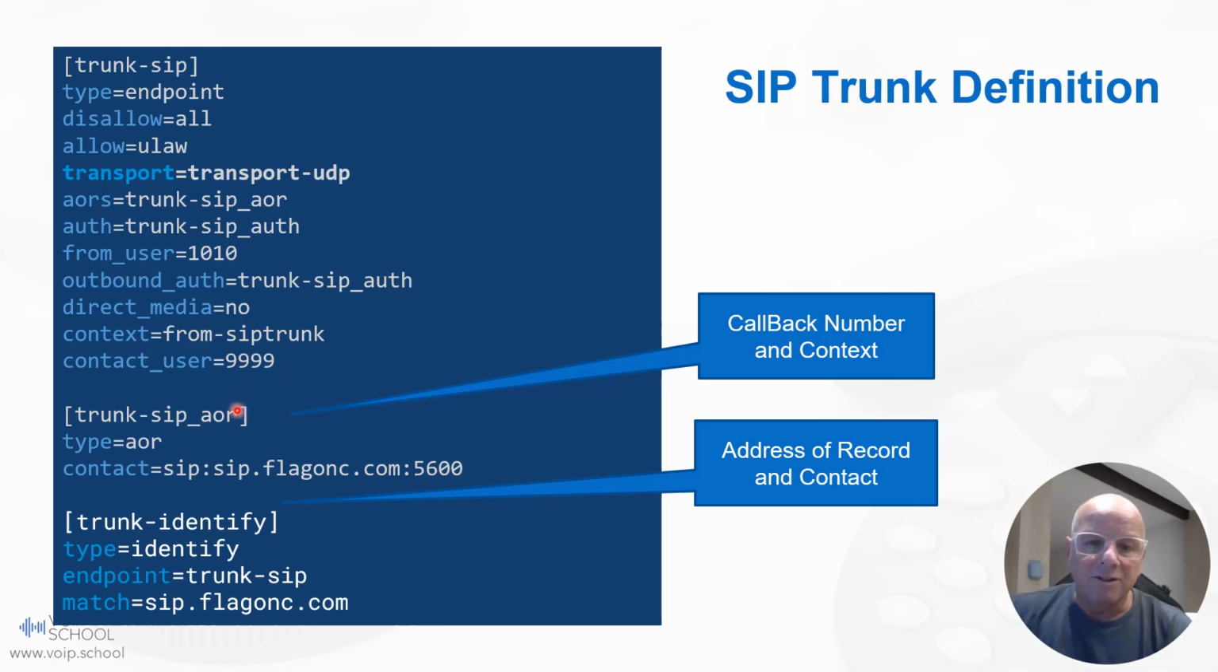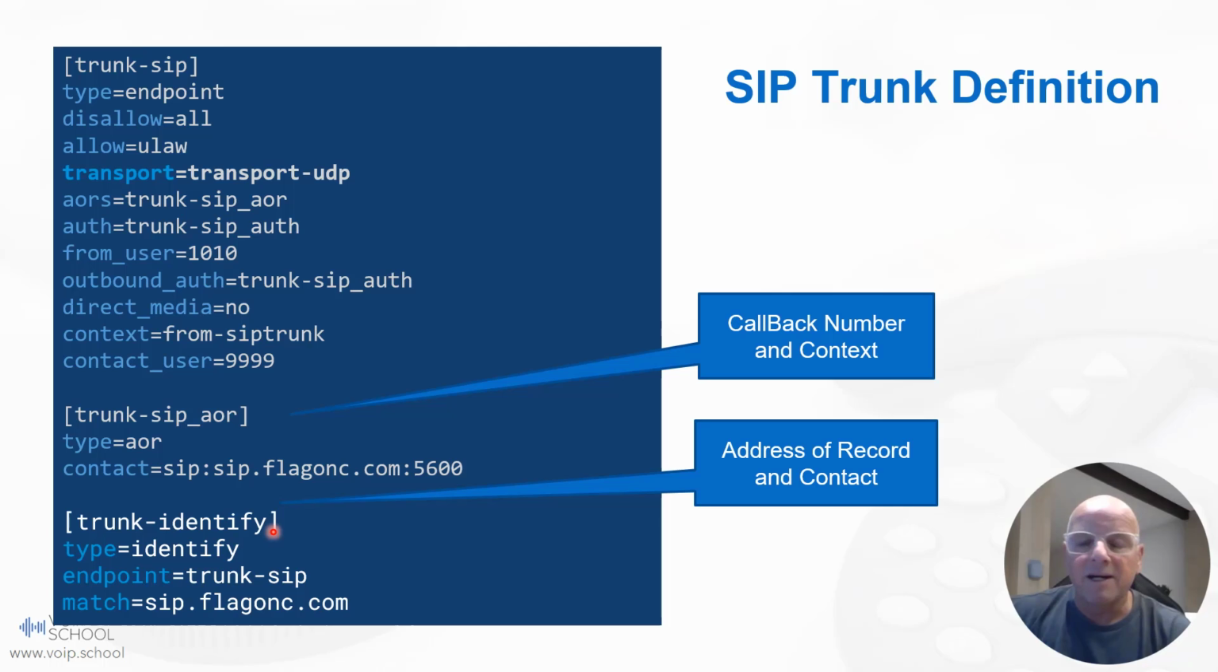Trunk SIP, the address of record. So the address of record here is actually the final destination of the call. SIP column sip.flaggonk.com 5600. Pay a lot of attention on this because this is a port that it's not standard. The standard port is 5060. We use 5600 to avoid the spurious traffic on the internet.